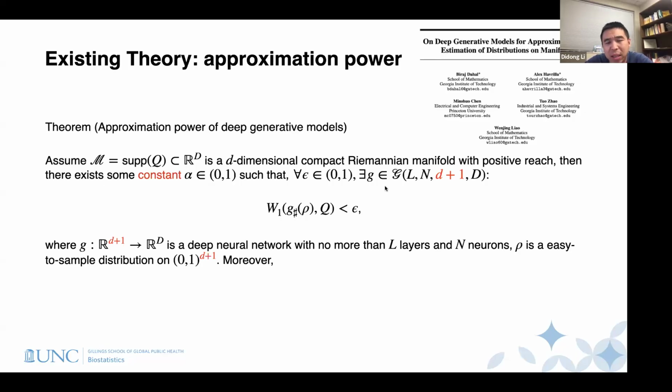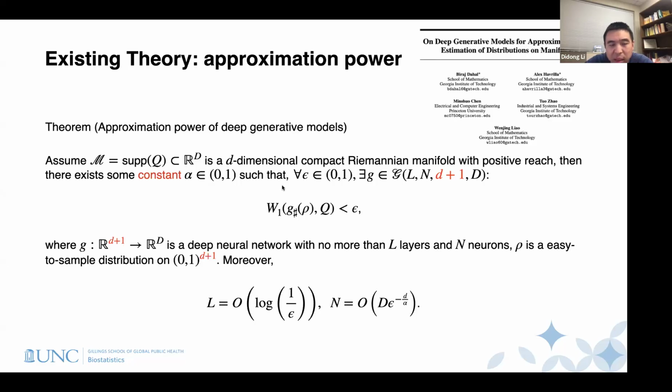So then this function class just represents all deep neural networks with no more than L layers and N neurons, and the input dimension is D plus 1, output dimension is capital D. That's the notation. Moreover, they can control the growth of the number of layers and neurons, which is also called the complexity of the network, where the number of layers grows at a log rate, and the number of neurons grows with epsilon at a polynomial rate, where the rate is D over alpha.